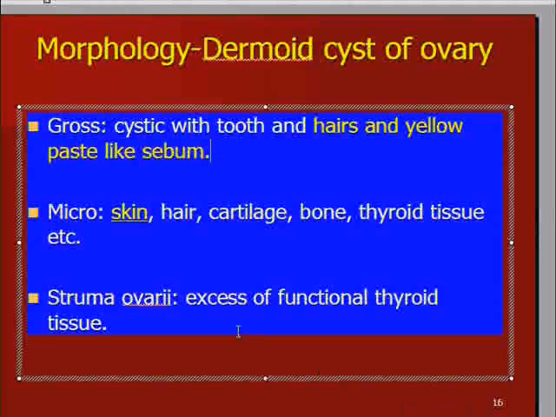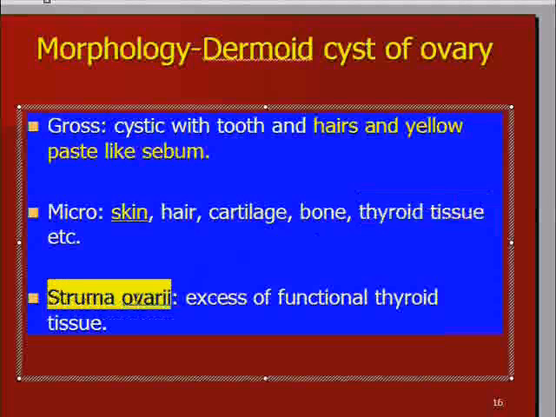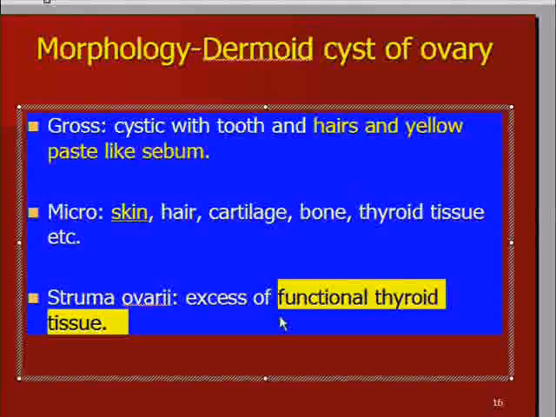So remember this thing, that this can show anything you want, but all are mature content. All can be mature like a normal human tissue. Sometimes, however, some dermoid cysts contain one particular tissue more than any other tissues. In those situations, we can give a name. For example, some dermoid cysts contain an excess amount of functional thyroid tissue. Thyroid follicles. Functioning thyroid follicles.